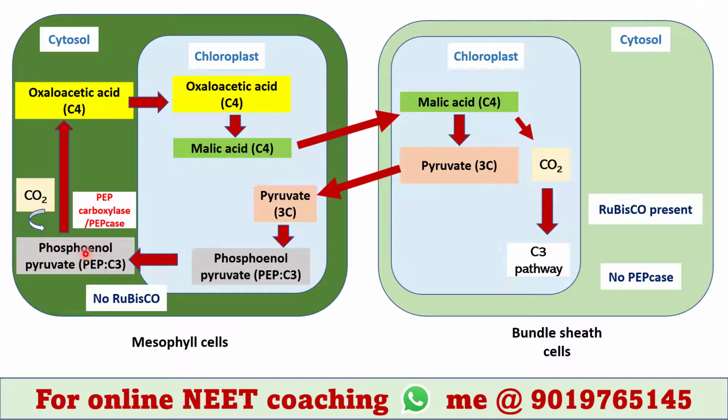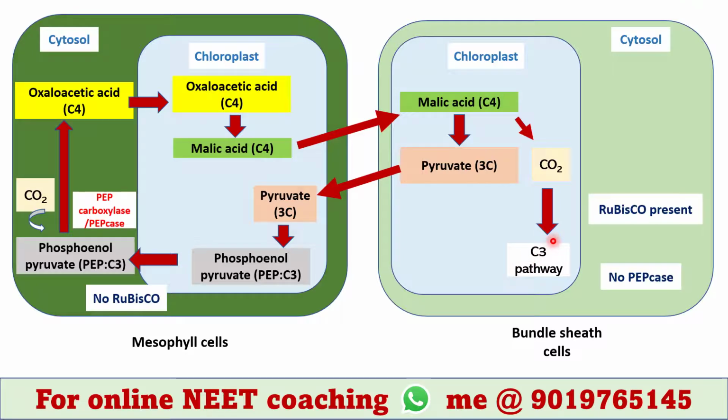So it is important to note that in these plants, C3 occurs in the chloroplast of bundle sheath cells, instead of mesophyll cells. The bundle sheath cells lack PEPcase. Hence, this CO2 does not get any scope to bind PEPcase. It has only one fate to join C3 cycle.